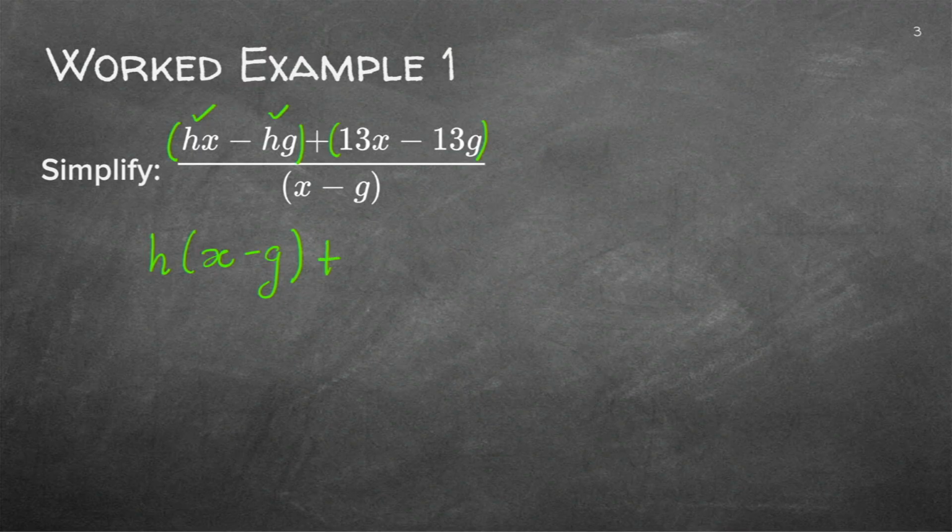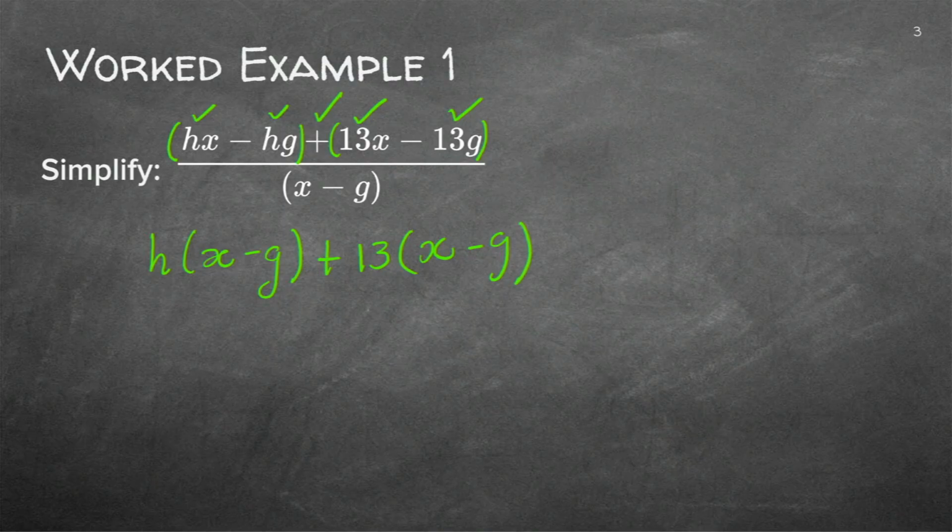Separated by the plus sign, you bring back that plus sign and you find another common factor. So you have 13 and 13 there. They are common factors. 13 is a common factor. You take it out and you open a bracket. You are left with x minus g.